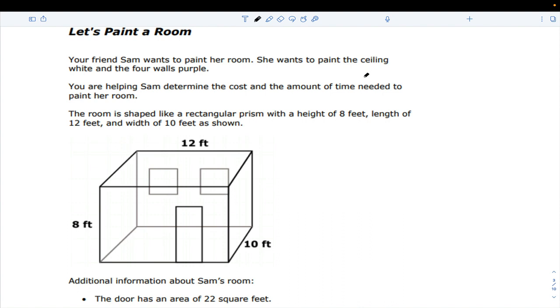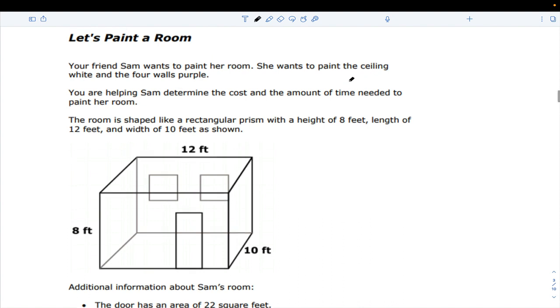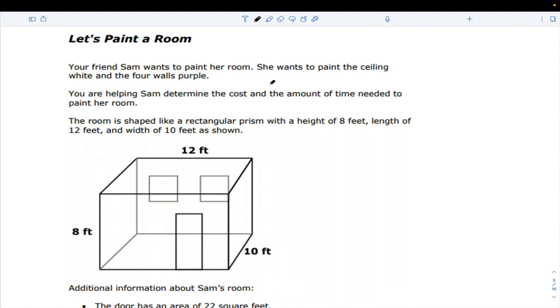No. We're going to paint a room. This is the same exact problem. We're going to read it quickly. Can you start, Nora? Your friend Sam wants to paint her room. She wants to paint the ceiling white and the floor white.